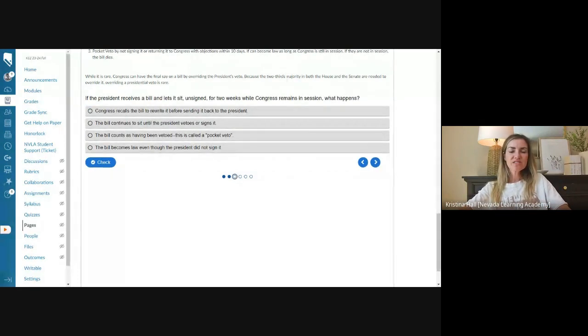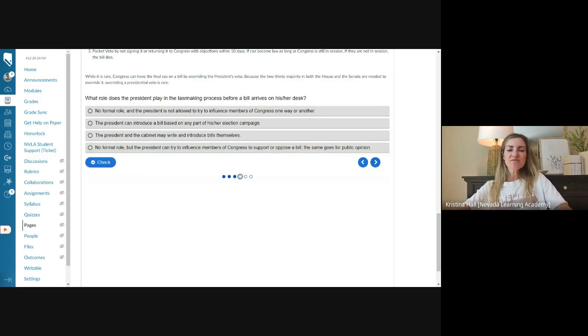If the president receives a bill and lets it sit unsigned for 2 weeks while Congress is still in session, what happens? The bill becomes a law even though the president didn't sign it. This is a way, if the president knows something's going to pass but they're running for re-election and don't want to be held accountable for it, it's like plausible deniability. Oh, it slipped through, I didn't vote on it. So we'll see that sometimes it's a political game.